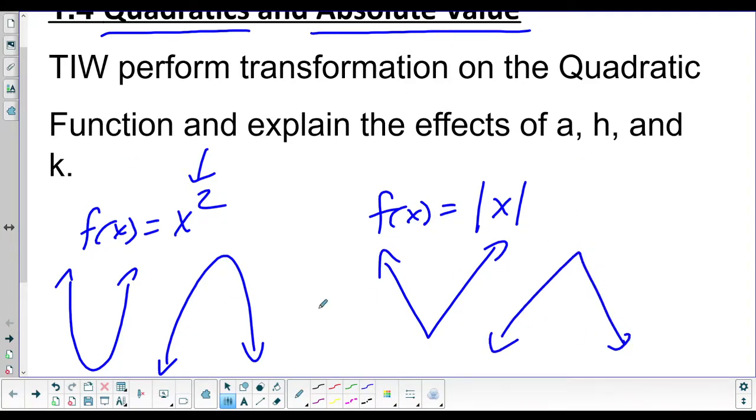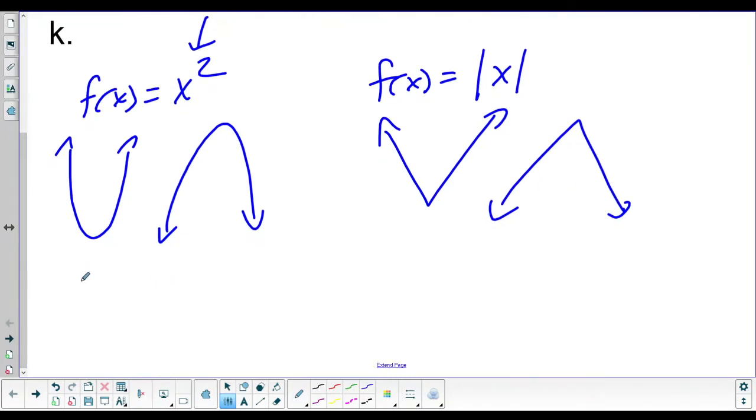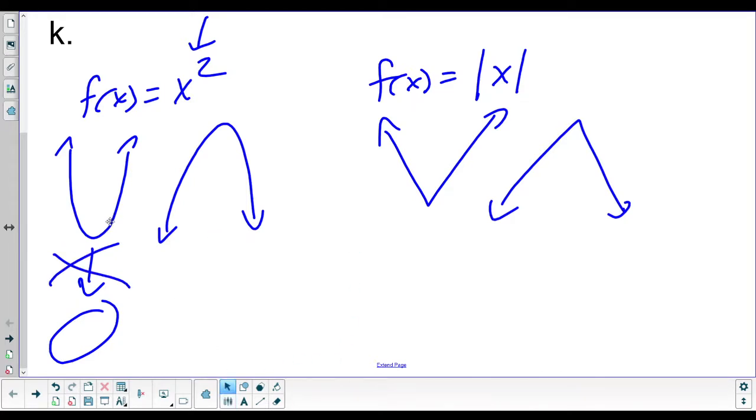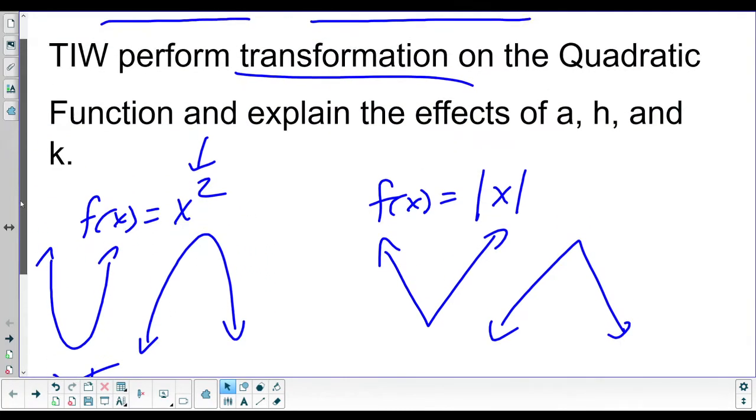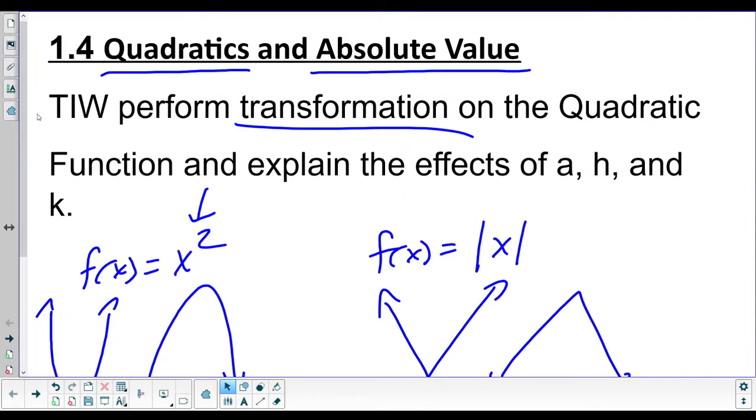So we're going to learn how to transform these. And when we say transform, we're not talking about taking a u and turning it into a circle. That's not it. We're talking about taking a u and then moving it and maybe flipping it upside down. And that's about it. So we're going to translate it, which is sliding it around, and we might flip it, and that's it. Okay. Same thing with our absolute values. We're going to learn how to slide them around and flip them upside down.